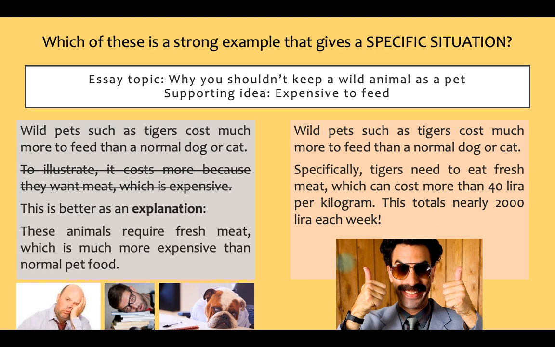For the one on the left, it would be better written as an explanation. So you can give that information, but don't act like it's an example when it's really an explanation. So instead of this, we could say, these animals require fresh meat, which is much more expensive than normal pet food.